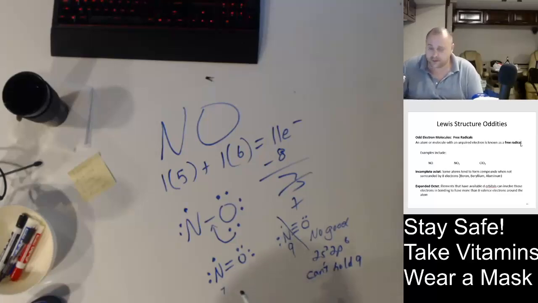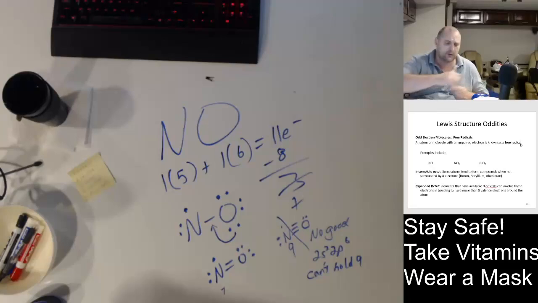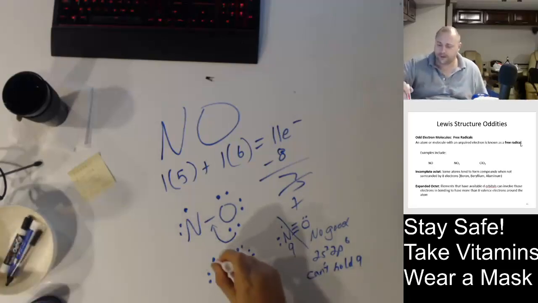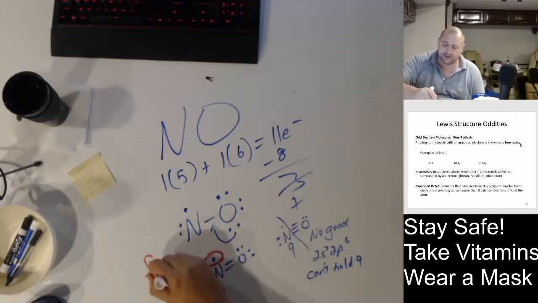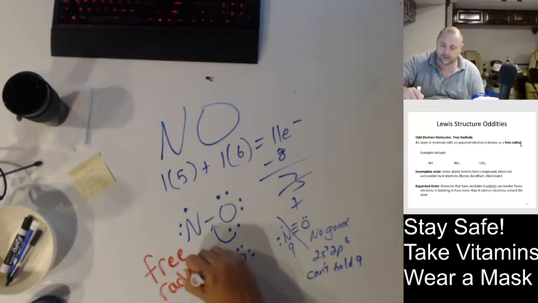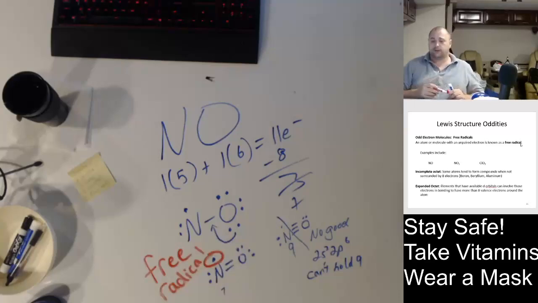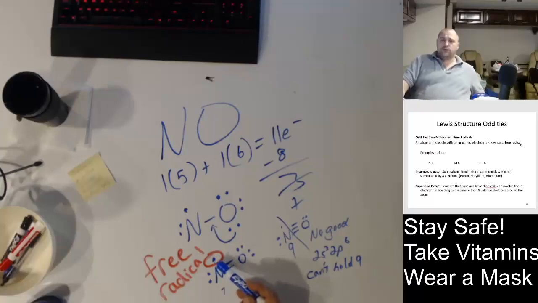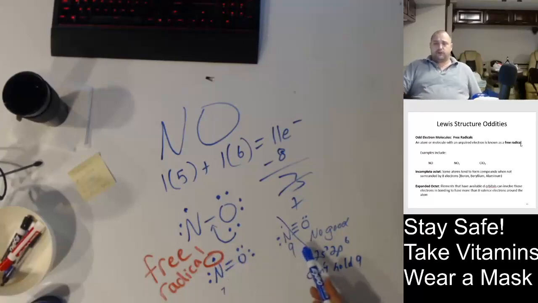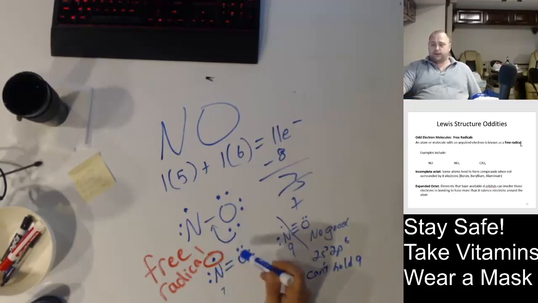Is this nitrogen happy? No, not at all. This place where we have 1 dot by itself is a free radical. A free radical. Man, those things are crazy reactive. If we could lose this dot, I could make this triple bond and have 8. If I gained another electron, I'd have a lone pair here and a lone pair here. This would have 8. Nitrogen would be happy.